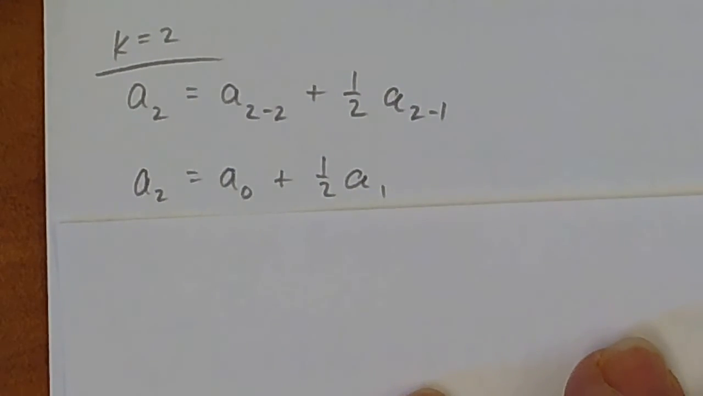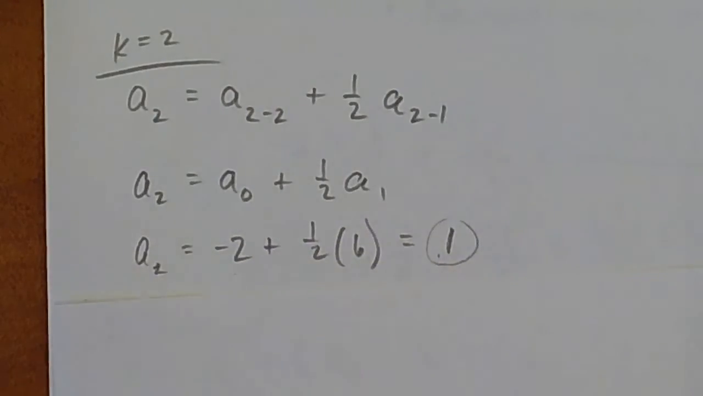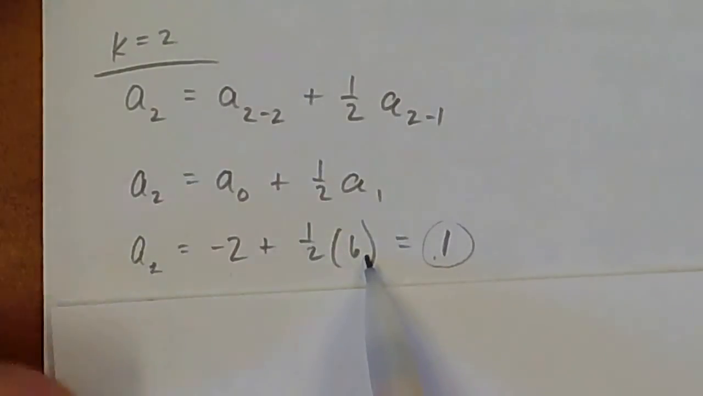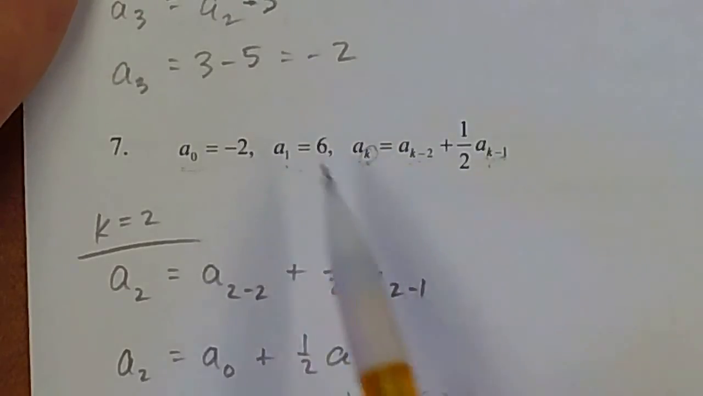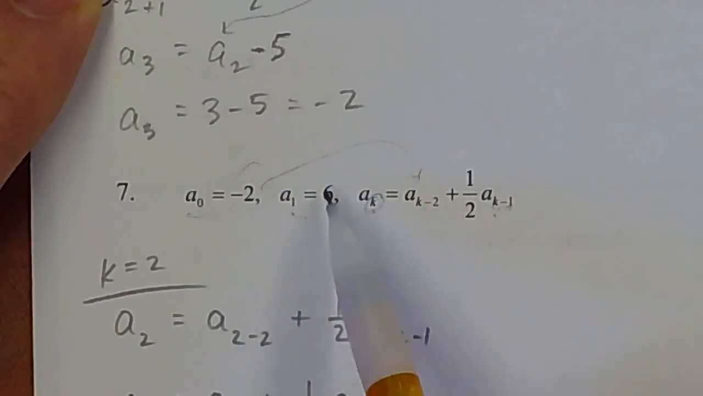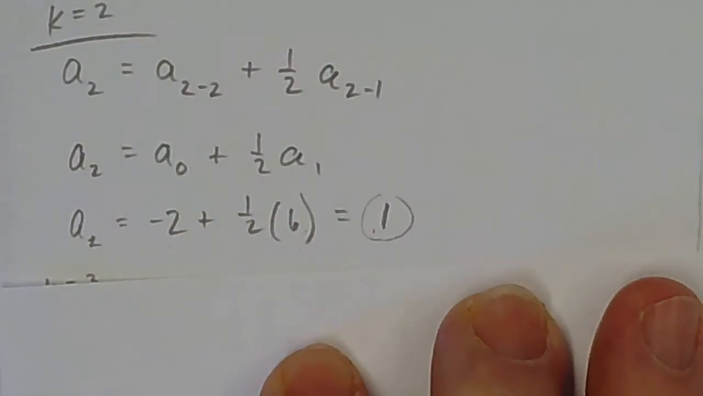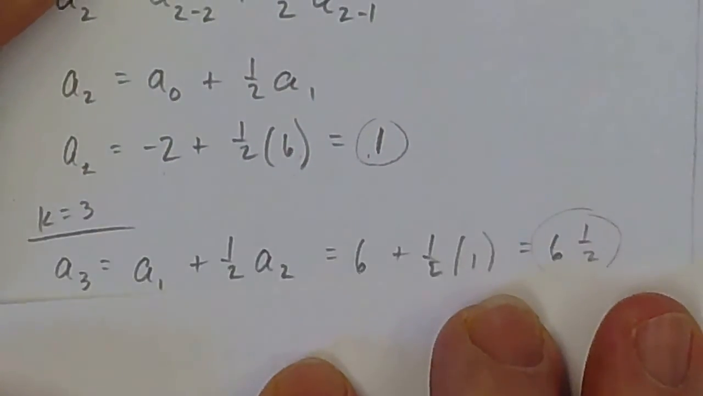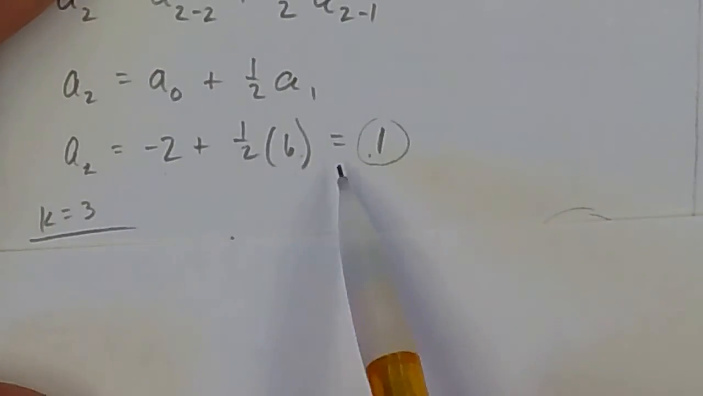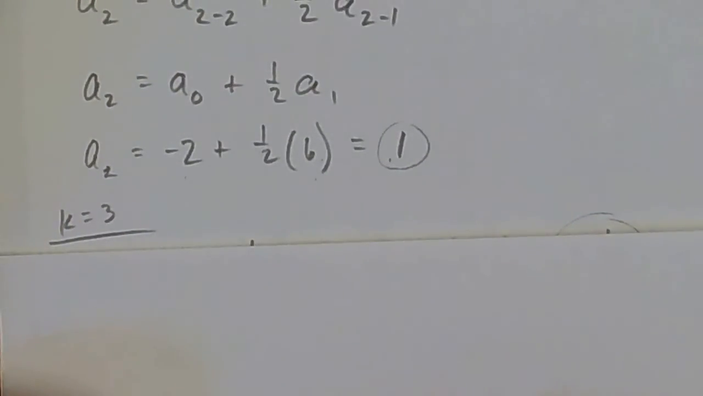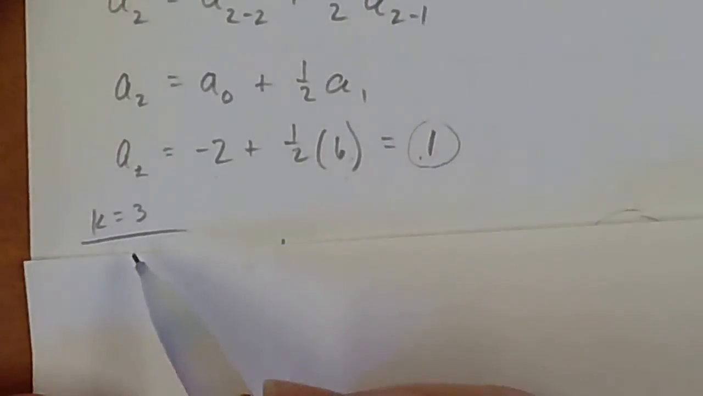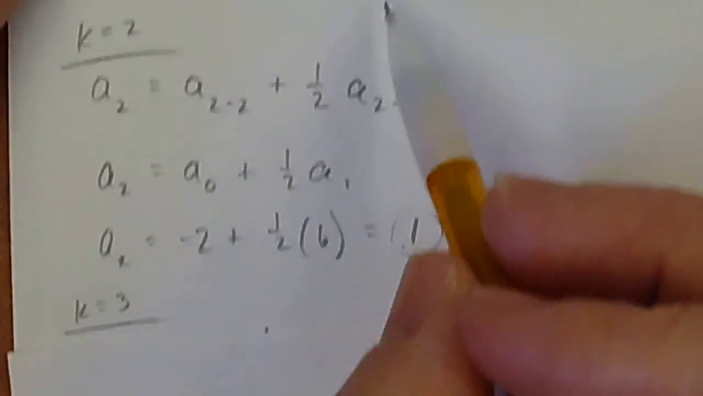All right, and then just grab those numbers that they gave us. They said take a sub 0, which is negative 2, plus 1/2 times a sub 1, which is 6. Okay, so those terms are going in here and here. All right, so negative 2 plus 3 is 1. Now try k equals 3. Go ahead and plug in 3 in these spots for k.